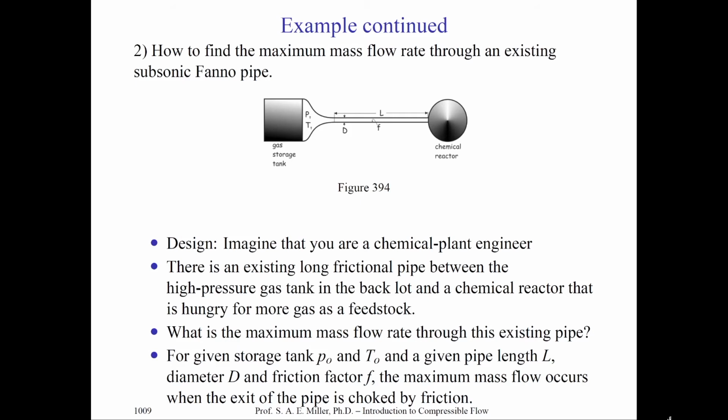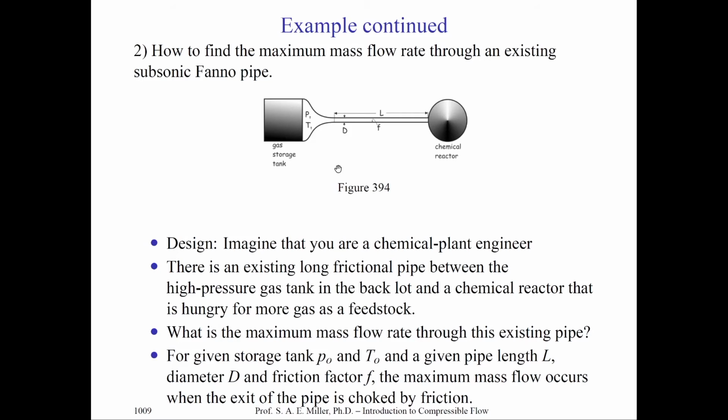Anyway, there's an existing long frictional pipe between the high-pressure gas tank and, of course, the back lot area where the chemical reactor is. It needs gas as a so-called feedstock, and we might find a mass flow rate and keep it constant by choking. We might ask ourselves, what is the maximum mass flow rate through the existing pipe?